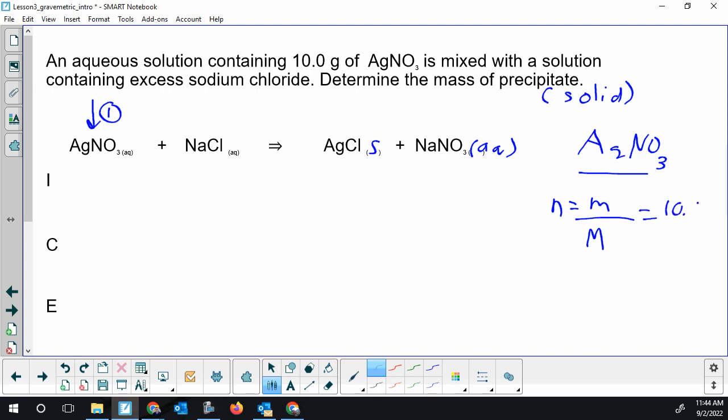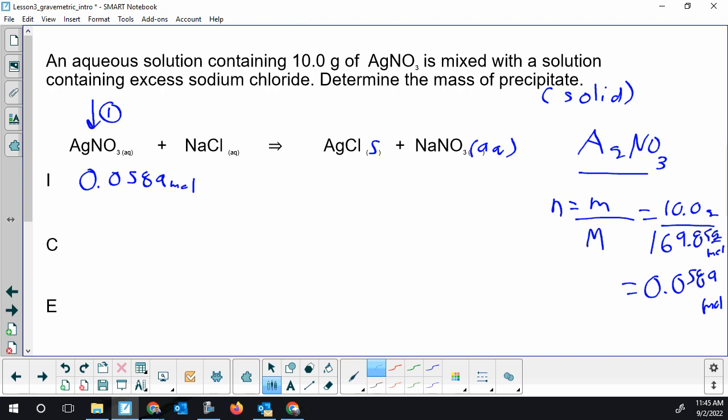So this is 10.0 grams divided by the mass of 1 silver, 1 nitrogen, and 3 oxygen. So that was 169.85 grams per mole, which is 0.0589 moles. Now I've rounded this, but I left all the numbers in my calculator. Okay, so keep all your numbers. I'm just not going to write all the digits on my board.